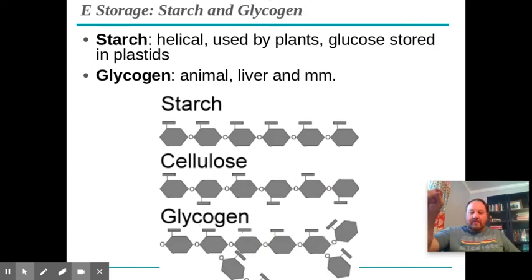You can see if they're all arranged in parallel like that, you wind up with something like starch, which would be more of a helical molecule. Cellulose is more of a straight chain molecule. And so starch is energy storage in plants. Cellulose is what interweaves and creates the cell walls in plants. And then glycogen is how we store our carbs.